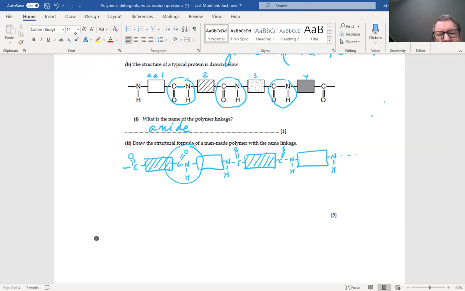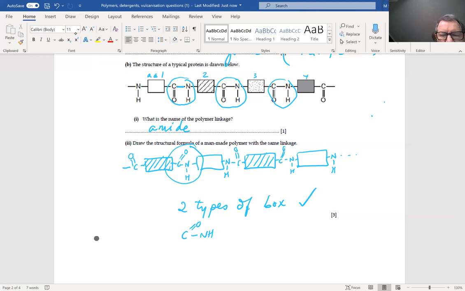The 3 marks would be for 2 types of box. That's the first thing. That's 1 mark. The second thing is that they have to have some of these. Some of these. Let me just go back.